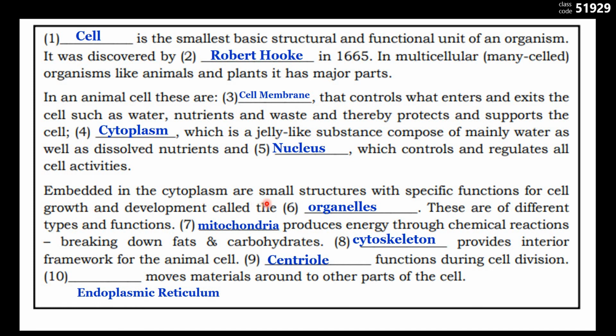Embedded in cytoplasm are small structures with specific functions for cell growth and development called the organelles. These are different types of organelles. Mitochondria produces energy through chemical reactions breaking down fats and carbohydrates. Cytoskeleton provides interior framework for the animal cell. Centriole functions during cell division, and endoplasmic reticulum moves materials around the other parts of the cell.